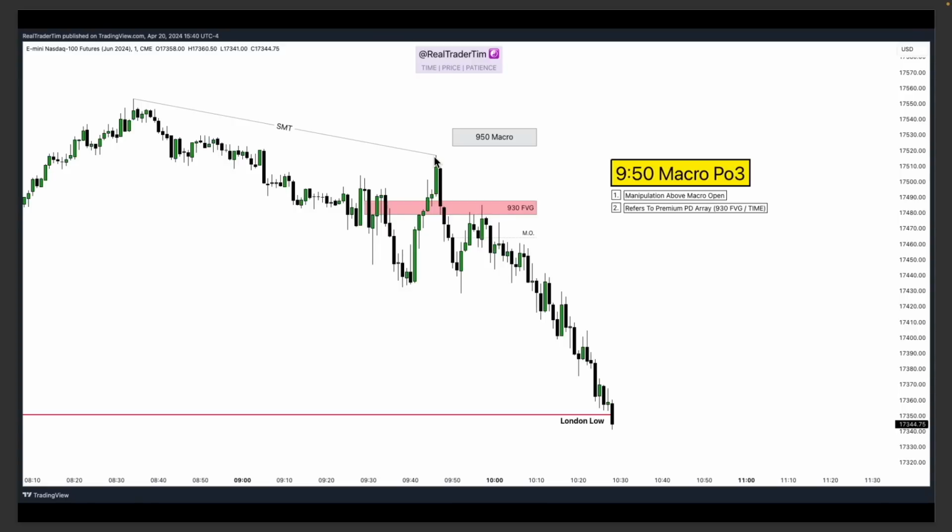Right before the 950 macro, we have an SMT where this is Nasdaq, of course, the 1 minute chart. Nasdaq was failing to make this higher high, and the S&P was making a higher high. So what do we internalize that as? A strong algorithmic signature right before a macro.